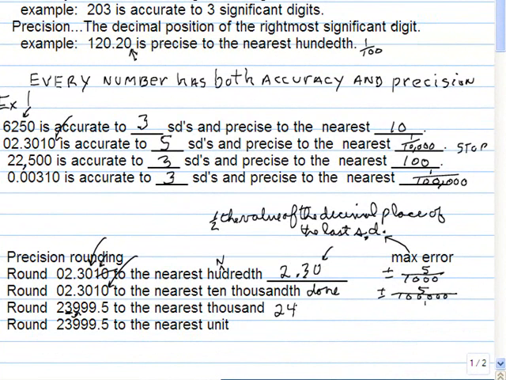Now, if I leave it like this, the 4 is in the ones. We weren't rounding to the ones, we were rounding to the thousands.